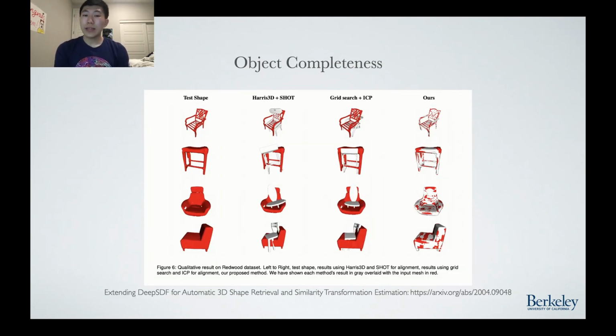In regards to the gaps in the scene due to imperfect scanning, the solution is the study of object completeness. Recent works, such as this paper, extending deep SDF for automatic 3D shape retrieval and similarity transformation estimation by Oladapo Afolabi, a previous PhD researcher at the Berkeley AR/VR lab, have explored the use of deep neural networks to learn how to fit complete models to incomplete objects in the scene, filling in the gaps that are left due to imperfect scanning.